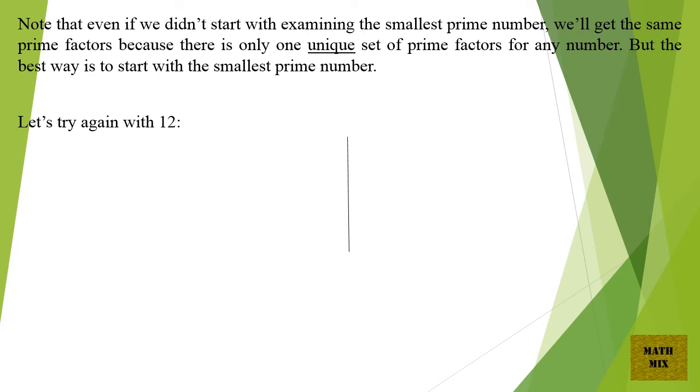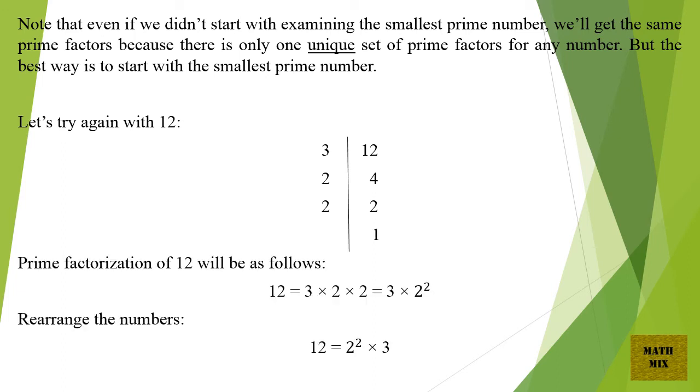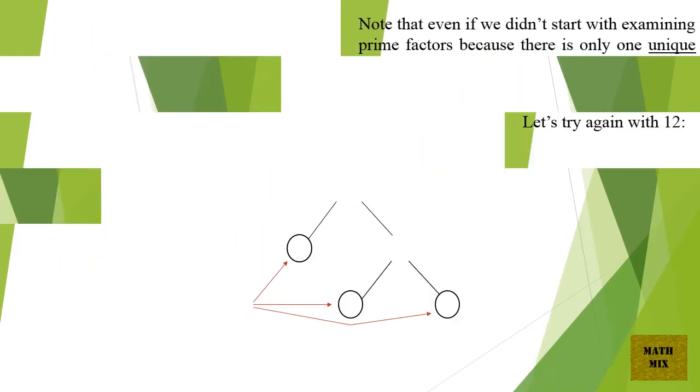Let's try again with 12. 12 is divisible by 3, and the result of the division is 4. 4 is divisible by 2, and the result of the division is 2. 2 is divisible by 2, and the result of the division is 1. Prime factorization of 12 will be as follows. 12 equals 3 times 2 times 2, which equals 3 times 2 squared. Rearrange the numbers. 12 equals 2 squared, times 3.